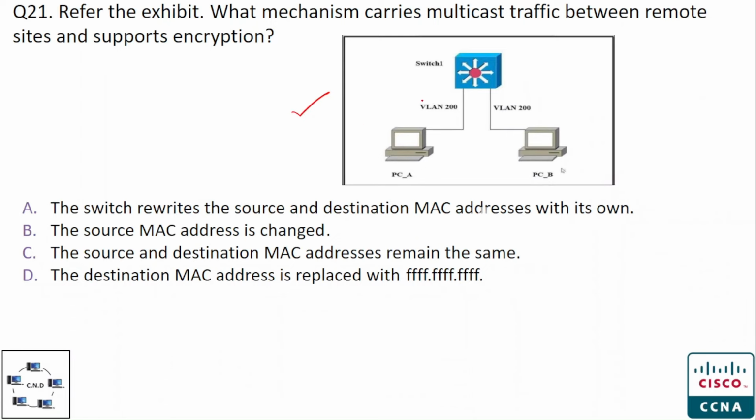Anyway, let's refer to this exhibit, and the source and destination address remains the same. So the question was basically, it's not written here, but the question was, when PCA sends traffic to PCB on the same VLAN, this is the same VLAN 200, what does the switch do with the traffic? And the correct option is that the source and destination MAC address remains the same. Since we are in the same VLAN, the MAC addresses of both PCA and PCB remain the same.